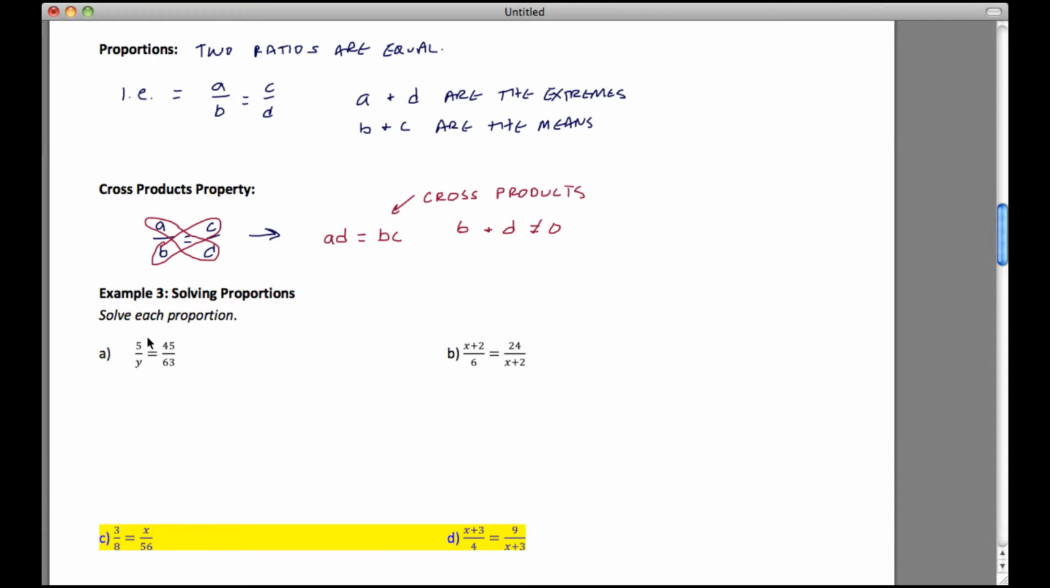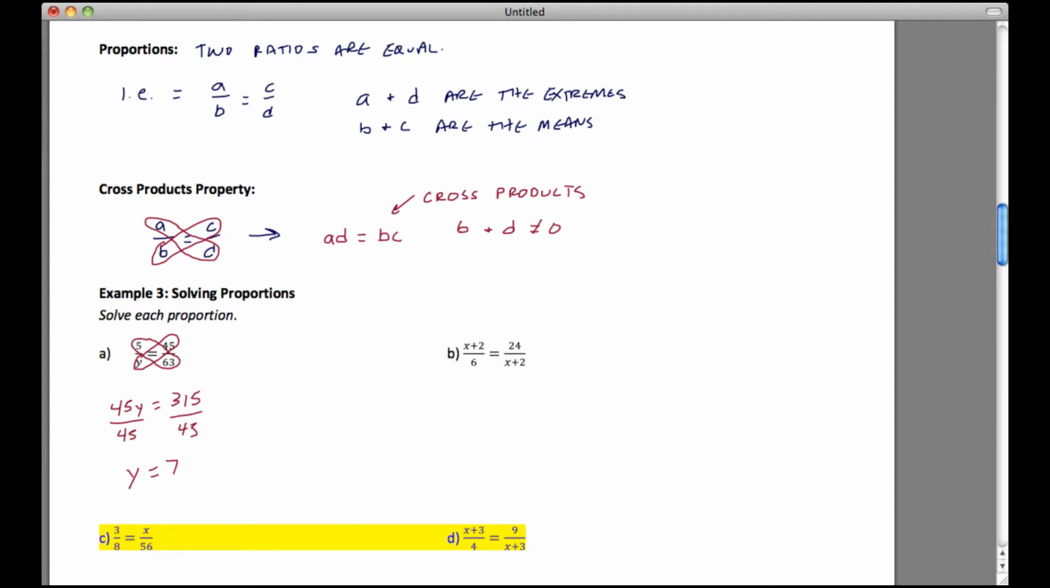Well, we see pretty clearly that when we make these circles, we set them equal to each other. So 45y is equal to 5 times 63, which would be 315. And we'll divide by 45 on both sides. So we end up with y is equal to 7. So 5 over 7 is 45 over 63. That's what they reduce to one another.